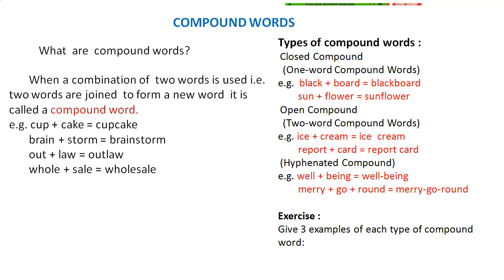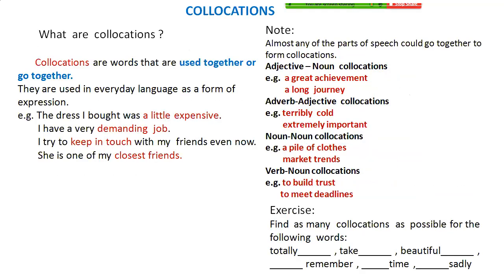We move on to the next topic, which is collocations. Now, what are collocations? Collocations are words that are used together or that usually go together. They are used in everyday language as a form of expression.